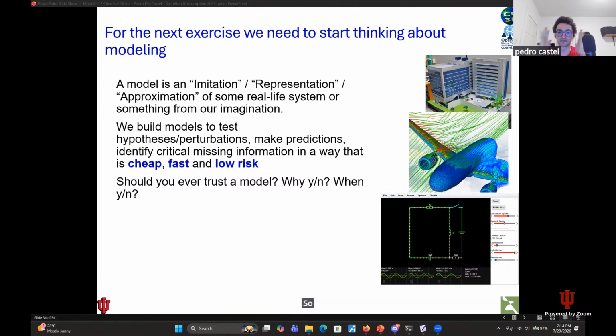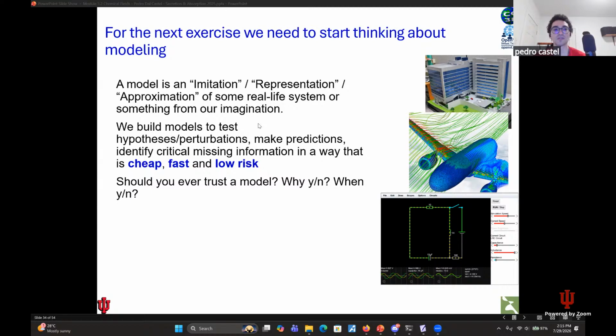So let's start from the start. What is a model? A model is usually defined as an imitation, a representation, or an approximation of some real-life system. Or something that you imagine. It could be something from your imagination. So for example, you could imagine a new type of airplane, and then you go to your modeling tool, your simulation, and you build a simulation out of it. Okay? You could be imagining a circuit, or you could be imagining a new building, and you build a model of it, even though it doesn't exist in real life.